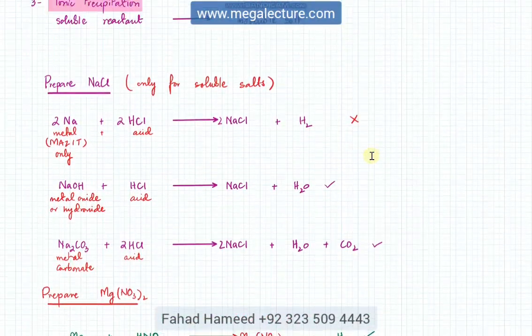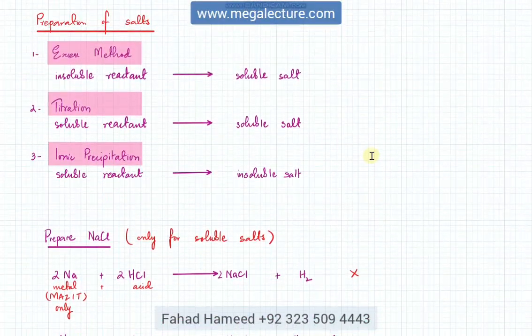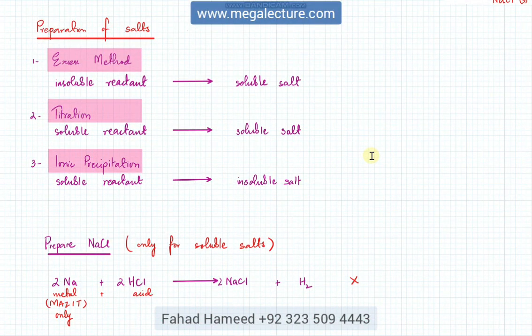Now we're going to come back to what is written over here, which is the method of preparation. And again, focus on the fact that we are only focusing on soluble salts at the moment, not insoluble salts. So this is all we're doing for soluble salts. Now, there are 2 methods of preparation. One is the excess method for soluble salts. That is, if the reactant is insoluble and your salt is soluble, you're going to use the excess method.